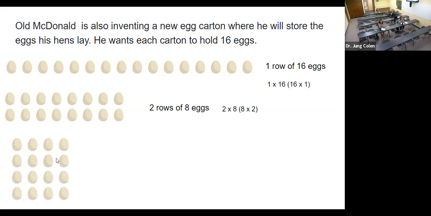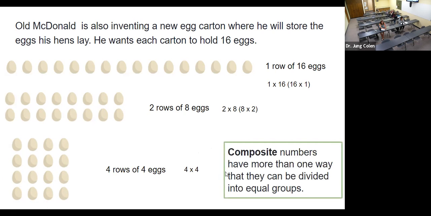They are putting the 16 x's differently. So if we have more than one way to arrange them, what do we call that number? Composite number. So like 16, it's a composite number. Okay, so we have an idea. Composite numbers have more than one way that they can be divided into equal groups.